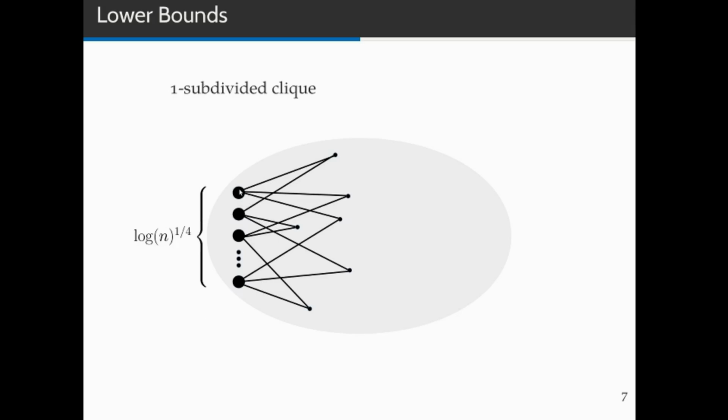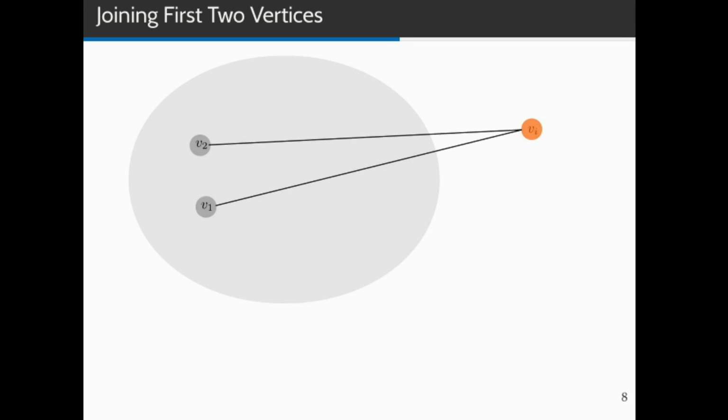And we want to show that every pair of them will eventually be connected by a joining vertex. So if we proceed by fixing those two vertices, and we eventually find a vertex which connects them, and we show that this will eventually happen for every pair, then we get our one subdivided clique. Let's say we want to join the first two vertices, v1 and v2.